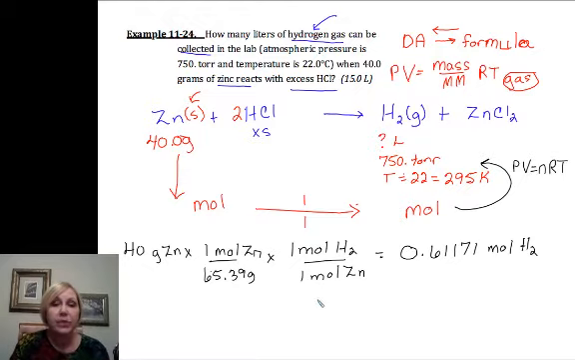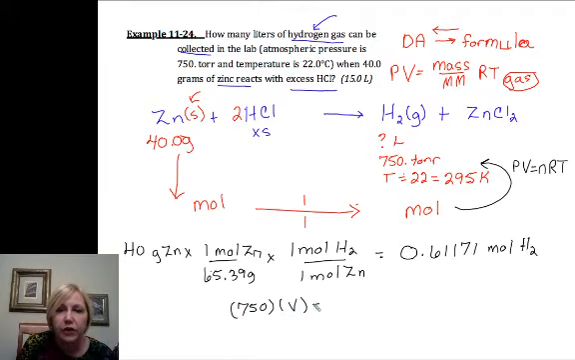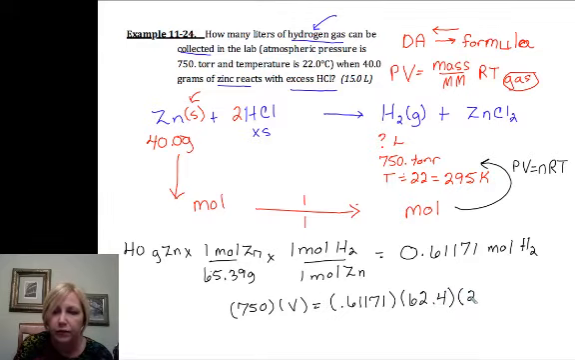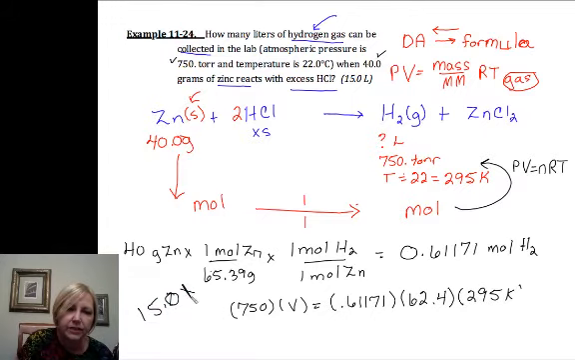Now, at this stage, we can plug into PV=nRT. So my pressure is 750 torr. My volume is my unknown. I just calculated my moles, and notice I've converted it to moles of the gas. Now for R, I use the R that has torrs in it, and that's 62.4. That's on your formula chart. 295 Kelvin. And if we solved and went to 3 sig figs, what we would get is a final answer of 15.0 liters.